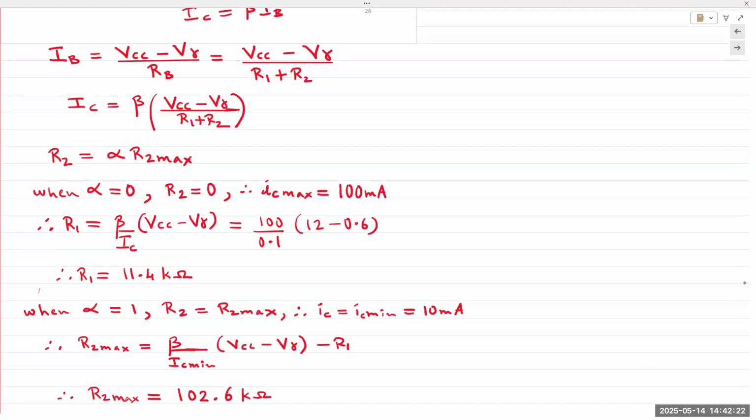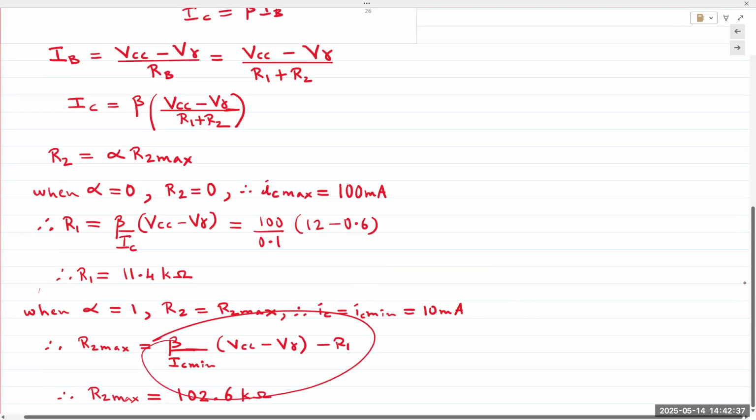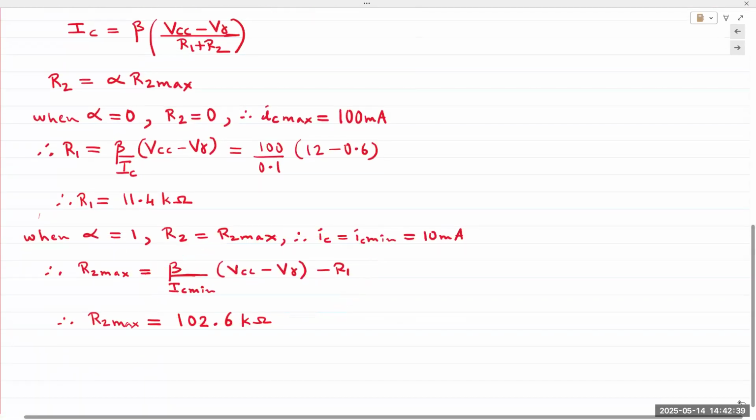And then once we have R1, we can plug it back into the same equation and calculate R2. So when alpha is 1, R2 is R2 max. When it's maximum, IC drops to its minimum, which is 10 milliamps. And we calculate R2 max from this equation, which turned out to be 102.6 kilo ohms. All right, let's take a pause. Let me know if you have any questions.